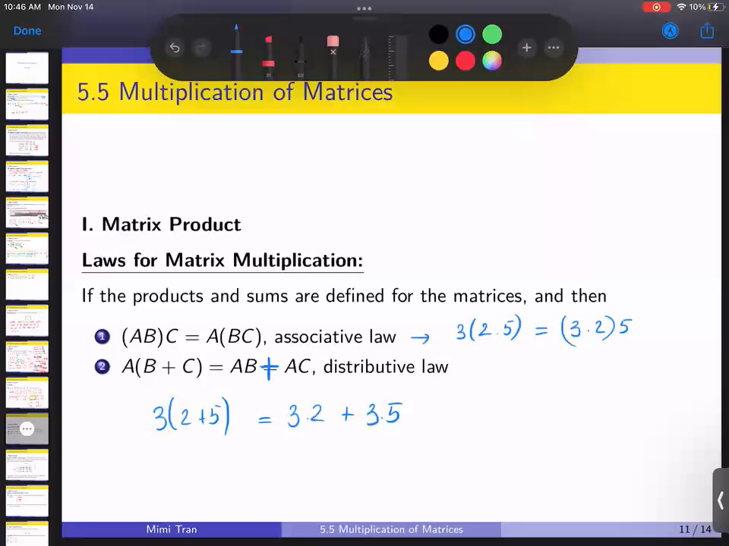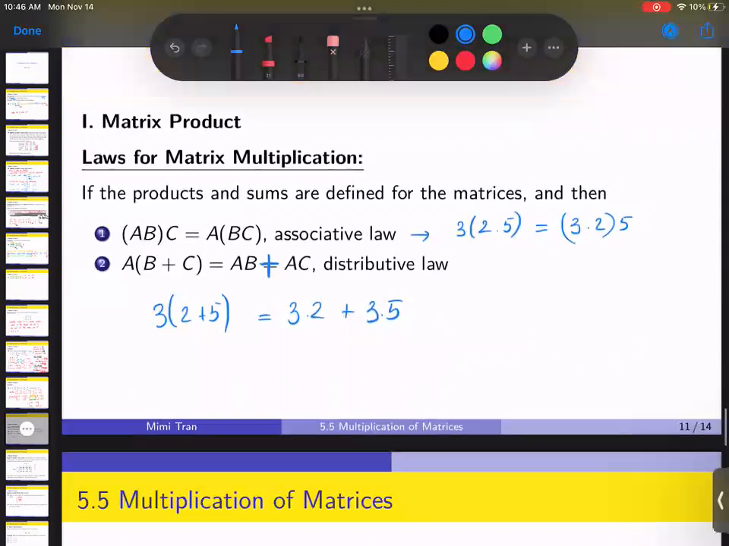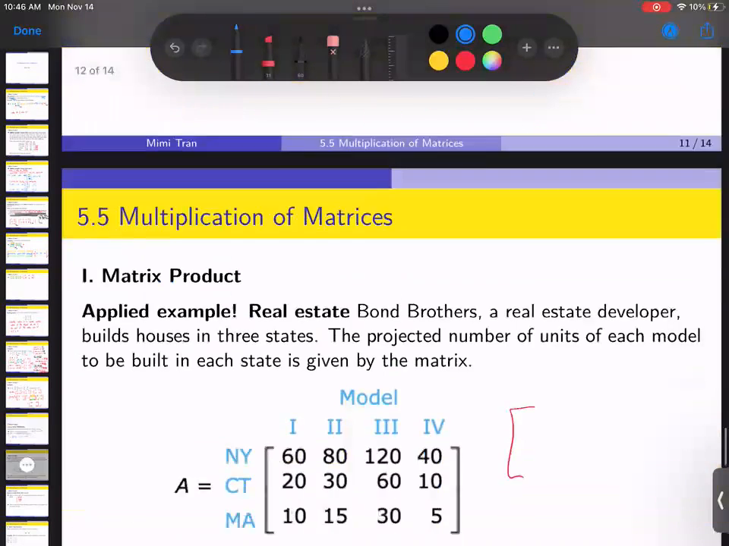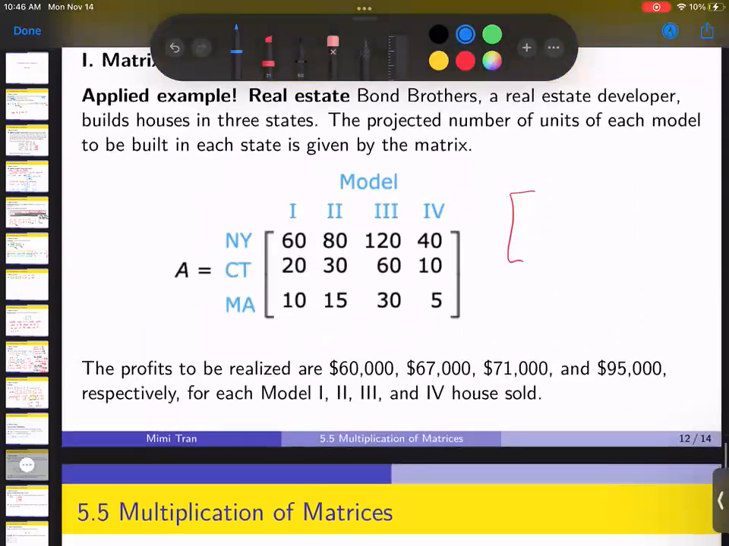Again, we're not going to go too deep into this. I just want to introduce you to the laws, that's all. All right, the story problem.